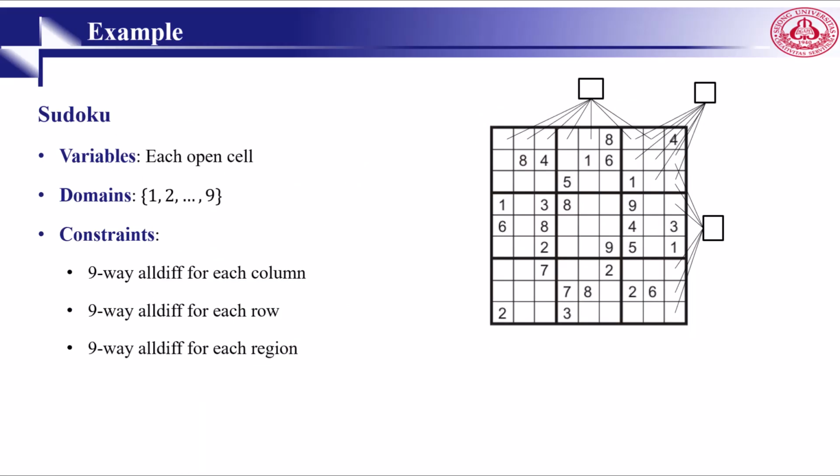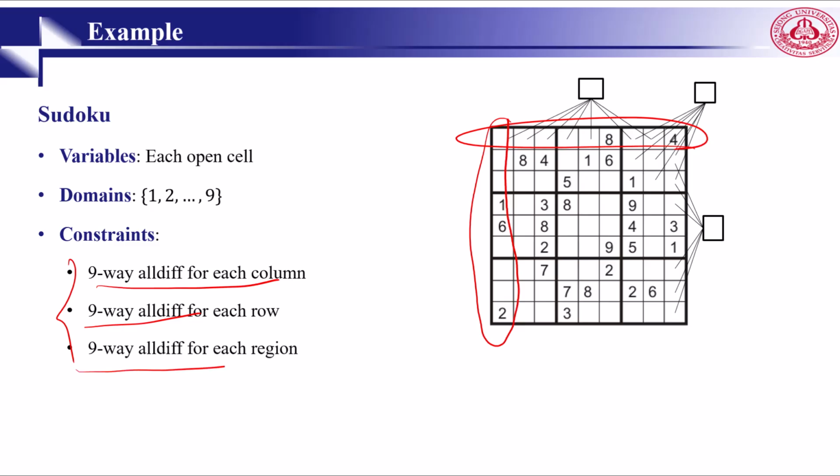Sudoku is also a CSP. In Sudoku, initially, some cells have values, but some of them have no value. Our variables are those cells that have no value, and we want to find an appropriate value for each cell. Each cell can get a value from 1 to 9. So we have several constraints here. Each column should not have the same value. It means they should be all different, right? Rows also should have different values, and also regions, right? In each region, we should not have repeating numbers. So these are called constraints for Sudoku.